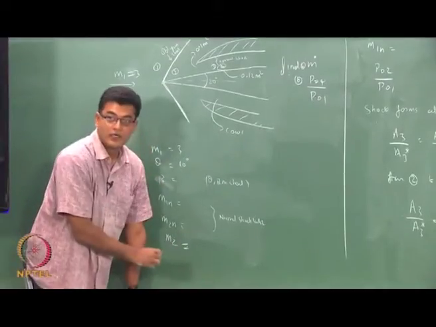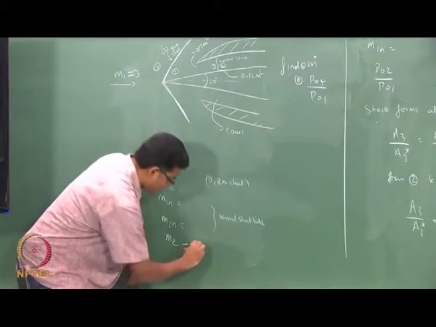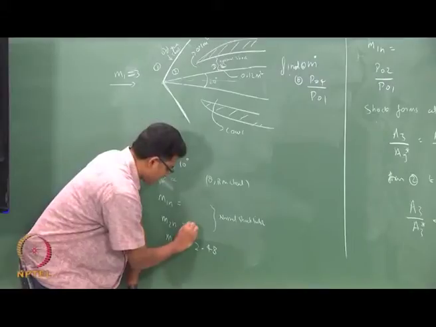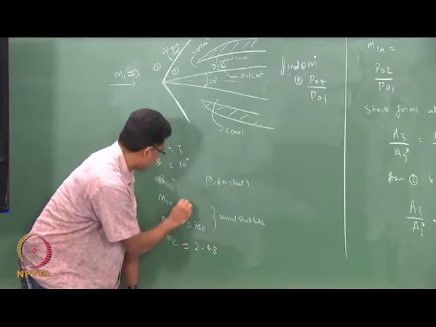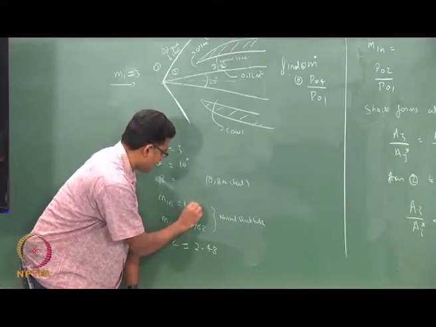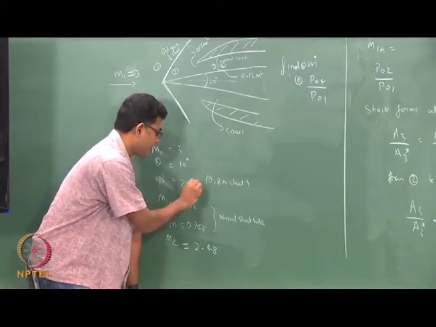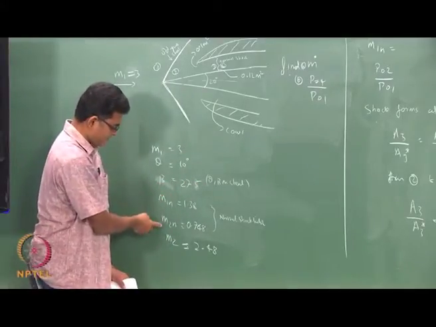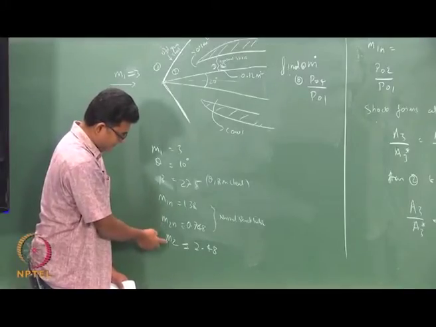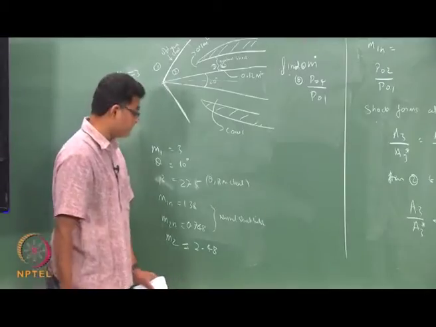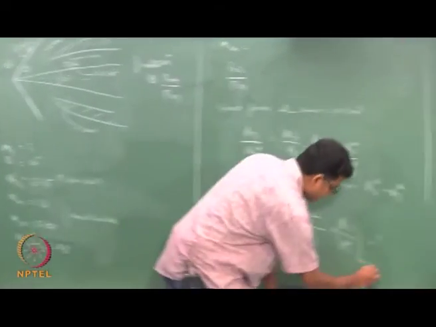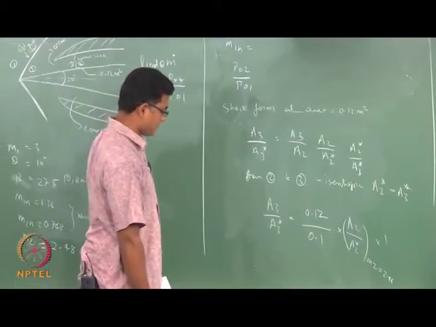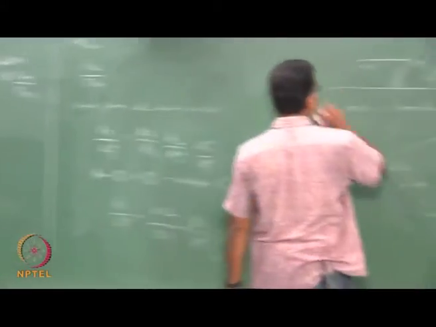What is M2? M2 is 2.48, M2N is 0.746 and M1N is 1.385, beta 27.8. So, from beta I would get M1N and M2N from the normal shock table, from which I can compute M2 as 2.48. If I know this value, I can find M3.